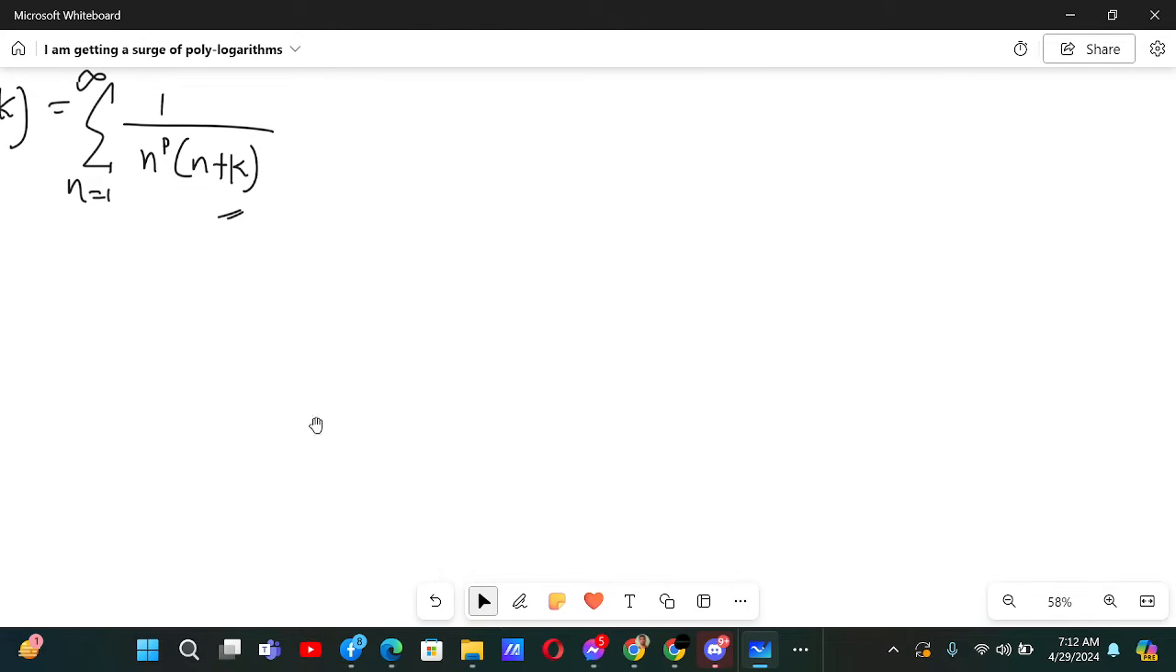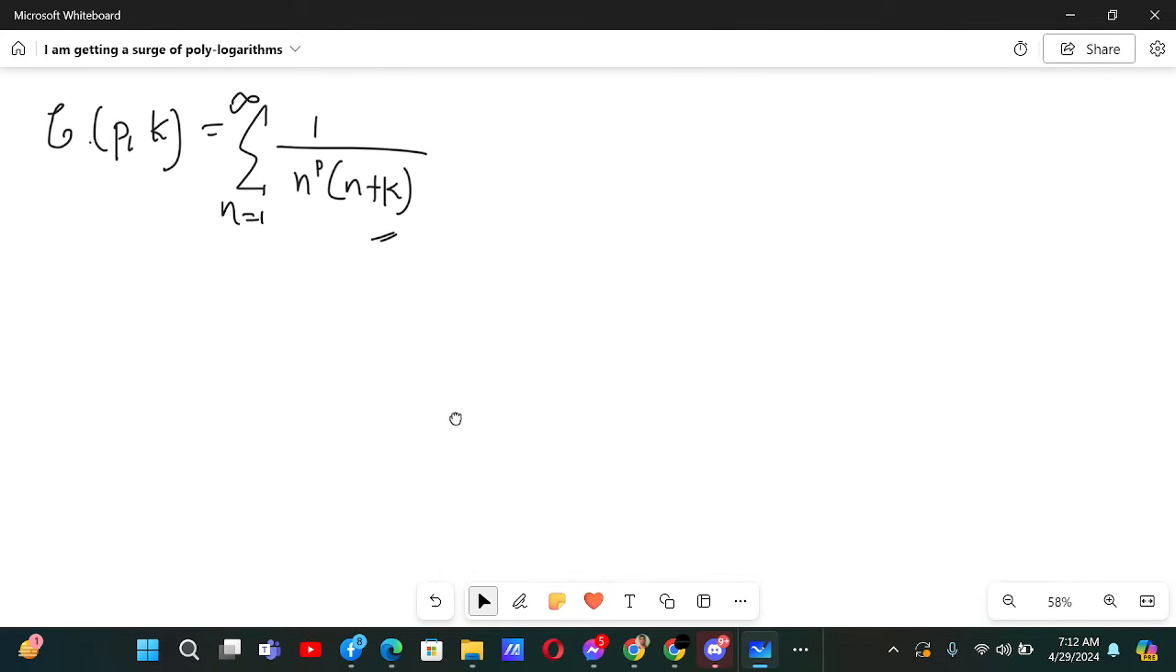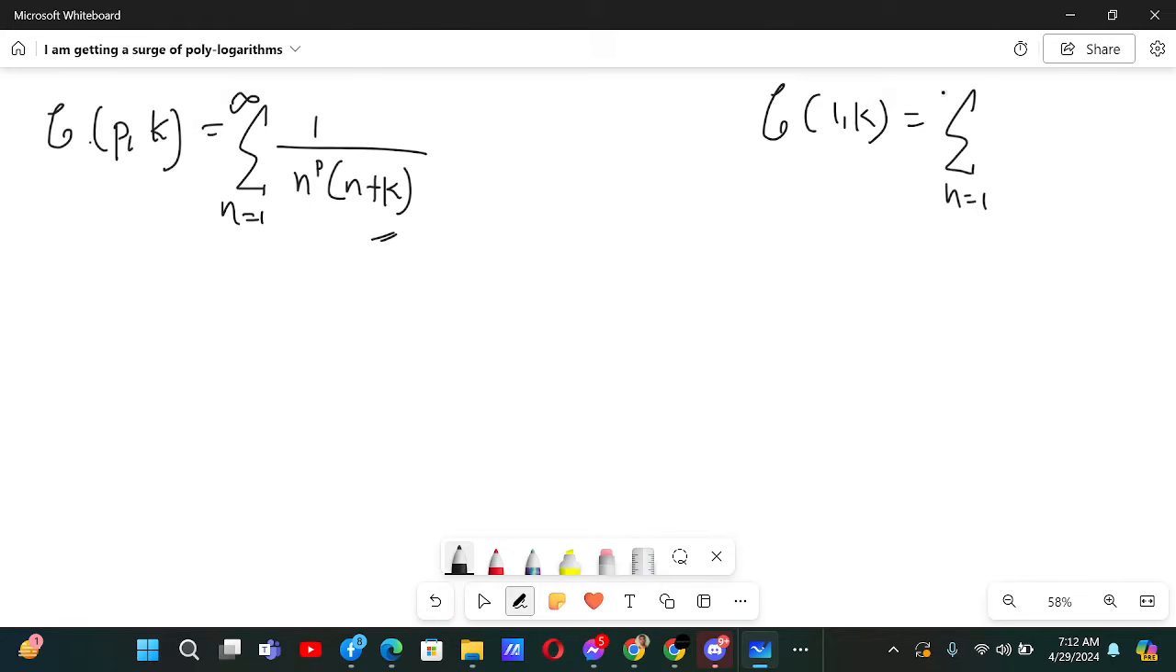Now, something to notice is when p is 1, this function actually simplifies. If p is 1, in that case this function is the sum from n equals 1 to infinity of 1 by n times n plus k. Now if you use partial fractions, you will see that this is actually 1 by k times the sum from n equals 1 to infinity of 1 by n minus 1 by n plus k.